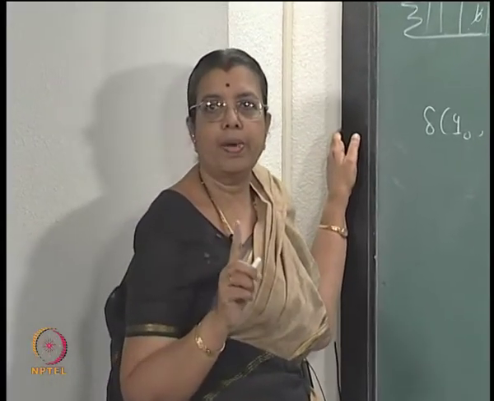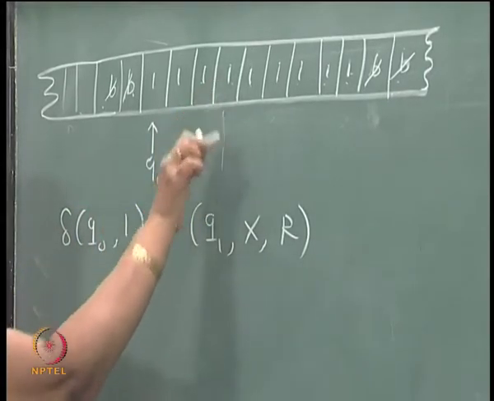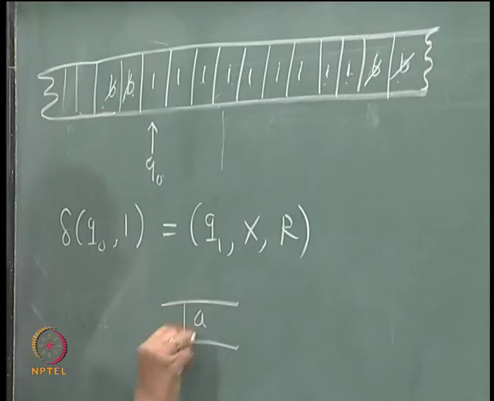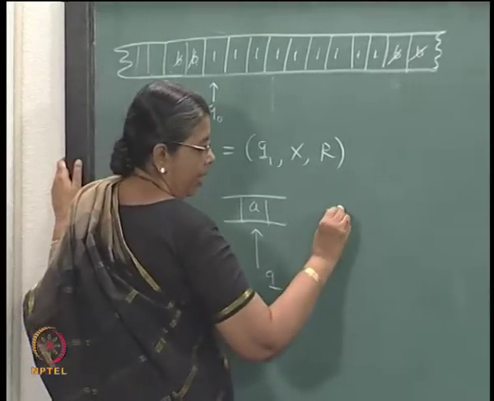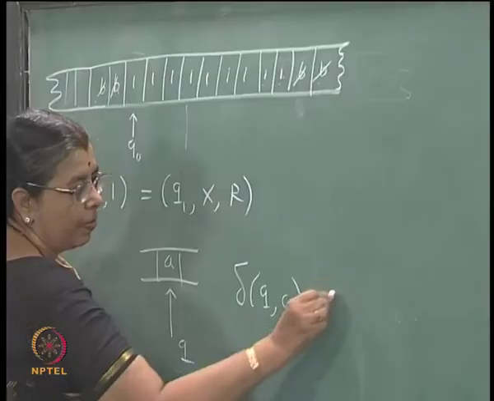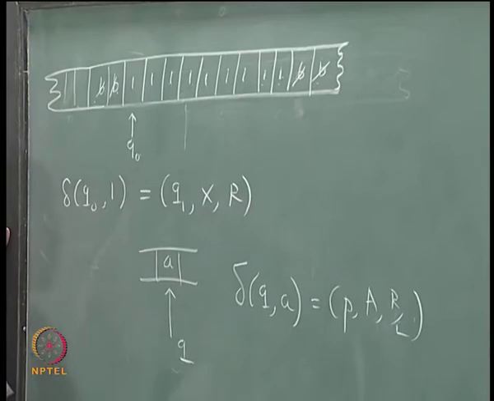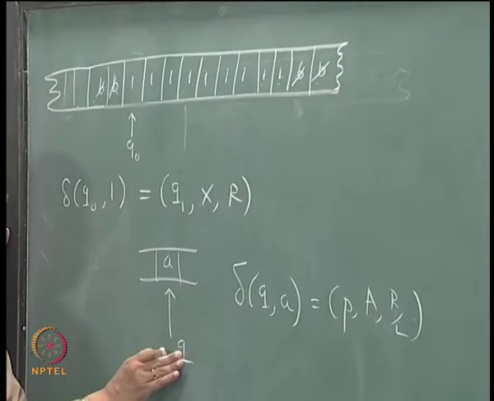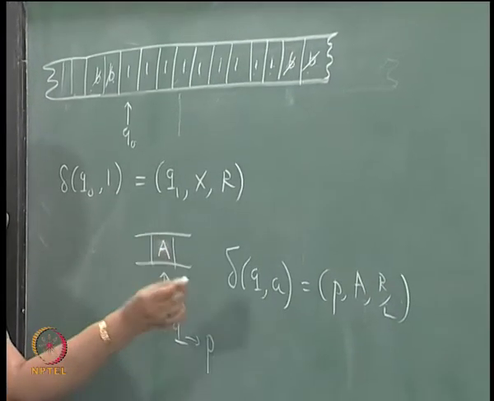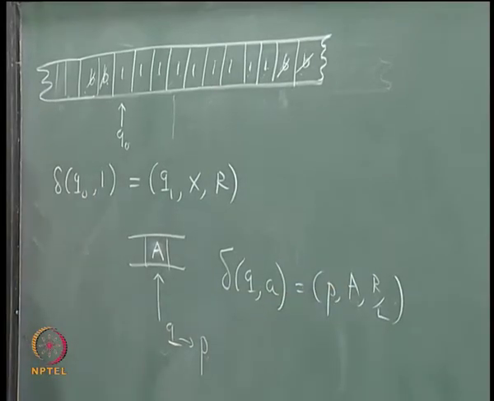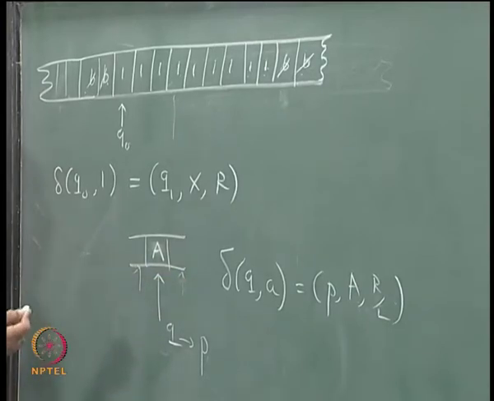The mapping depends upon the state and the symbol read. When you have a symbol A and you are reading this in state Q, the mapping will be given by delta of Q A is equal to some P A R or L. That is, the state will change from Q to P. Over this A, the symbol will be printed, and the tape head will move here if it is R, and here if it is L.